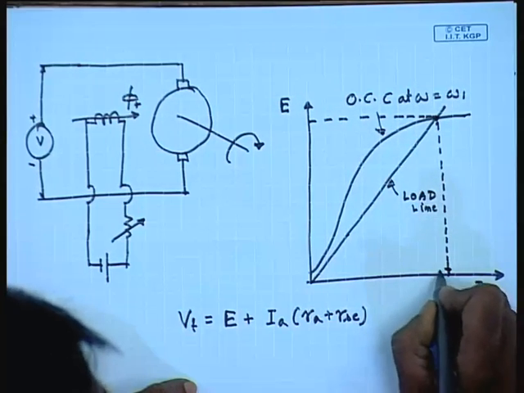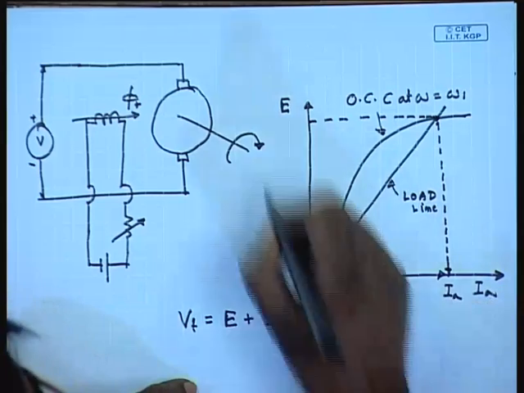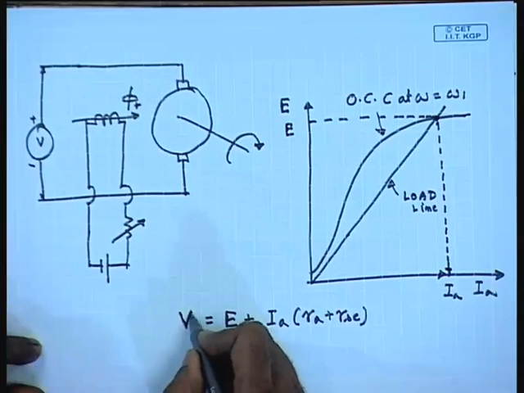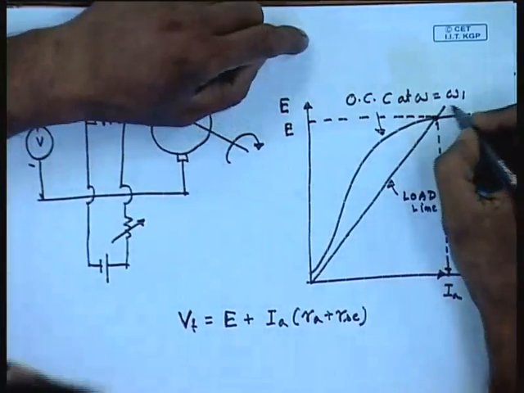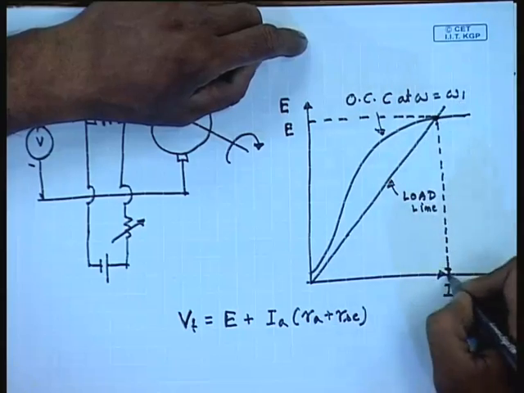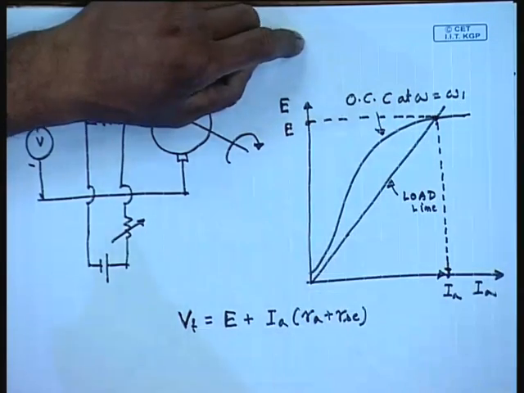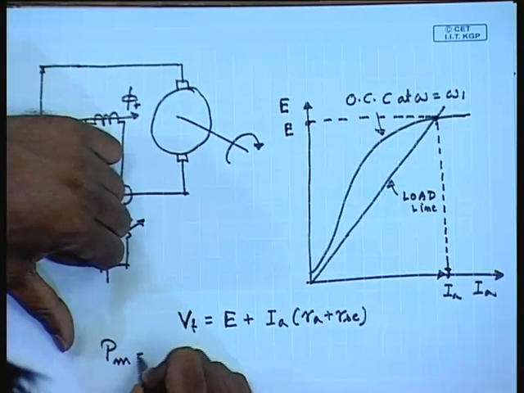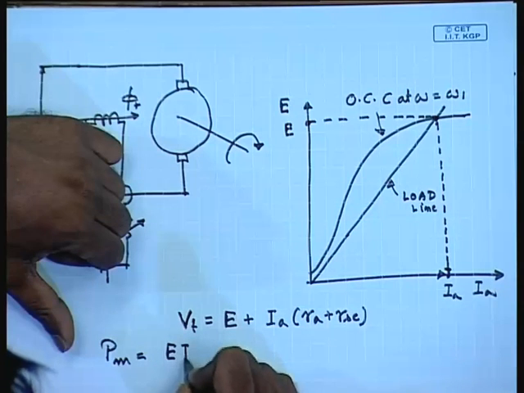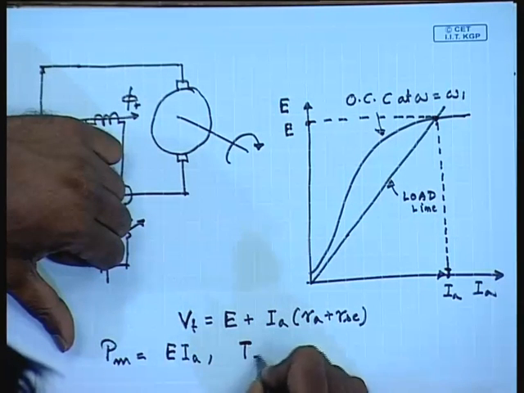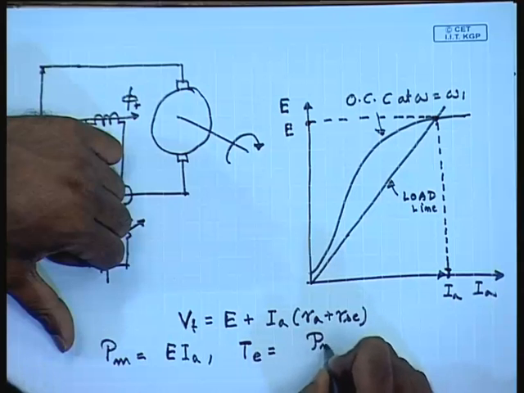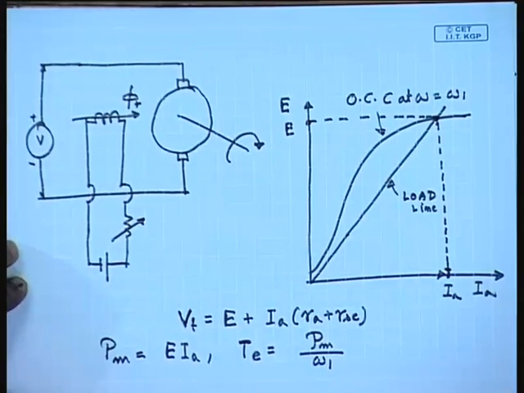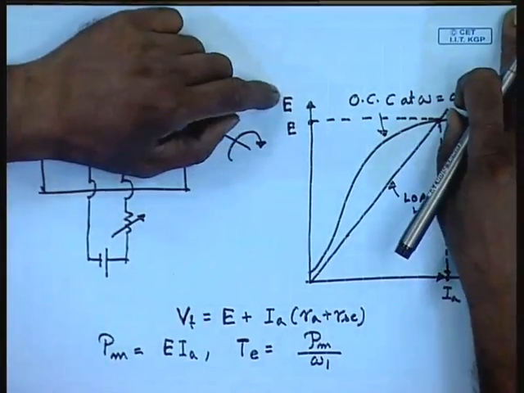This will be the Ia and this is E. So, at a given terminal voltage, if the machine runs at a speed omega 1, then we can find out the corresponding armature current and the induced voltage in this manner. Then the mechanical power equals E Ia, and the torque developed is thus we will be able to find out the torque at the speed omega 1.